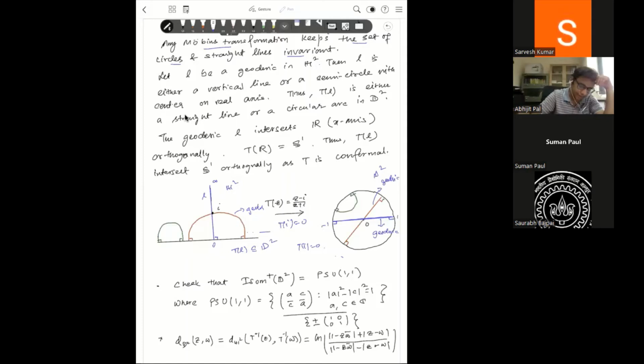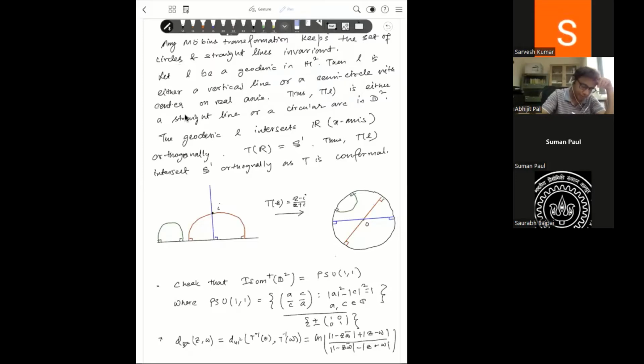And I know that a Möbius transformation preserves lines and circles. Correct. Lines will be mapped to either a circle or a line. Okay, good. So this part is okay, and you can give a similar argument for this red geodesic also.